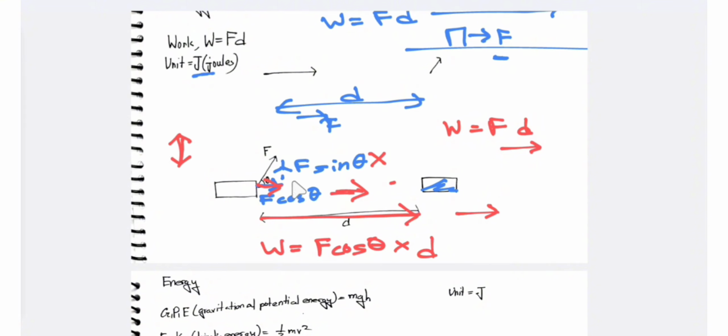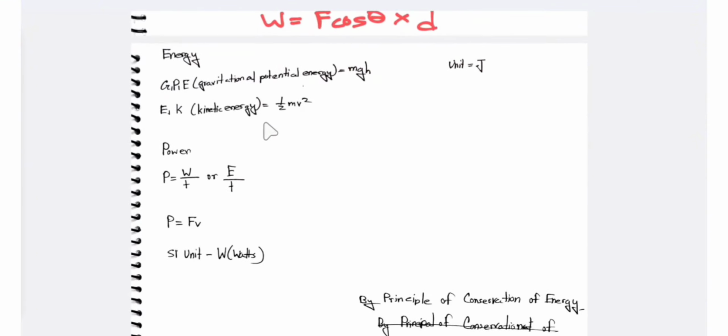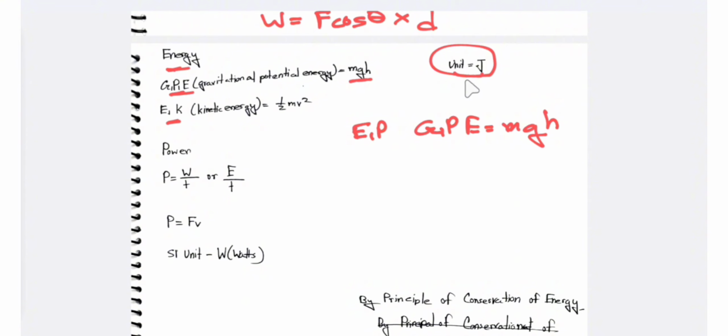Then for energy, energy can be gravitational potential energy or kinetic energy. Gravitational potential energy, GPE, is mgh, that is mass into gravitational field strength and height. The SI unit of energy is joule.